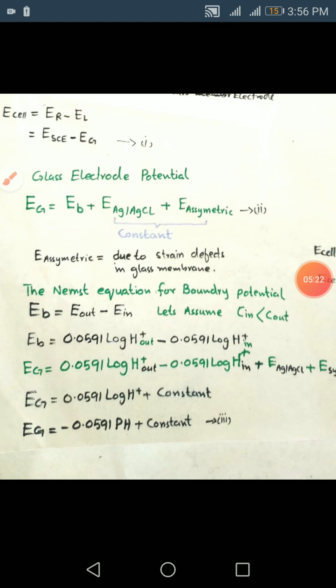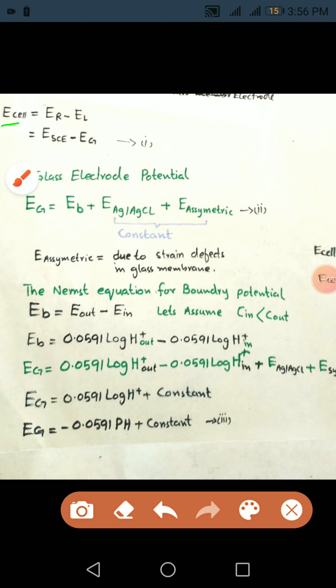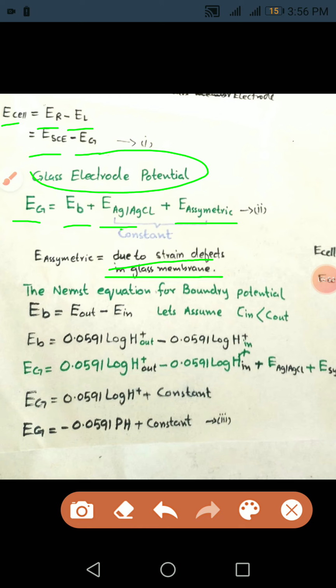Now, how to measure the potential across this membrane? So we know that E cell is equal to E right minus E left. E right, we have the saturated calomel electrode, minus E glass electrode. Glass electrode potential, E glass, is equal to E boundary potential plus E silver chloride potential plus E asymmetric potential. What is meant by E asymmetric potential? This is the potential due to strain defects in the glass membrane, which is present in the given ion selective membrane as an intrinsic property. So it can be removed by connecting this glass electrode with another glass electrode, right?